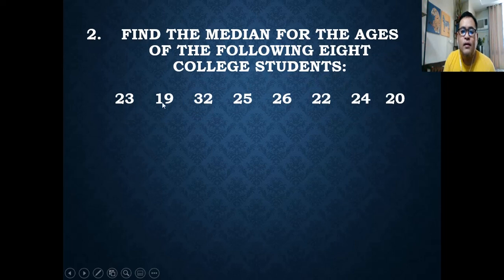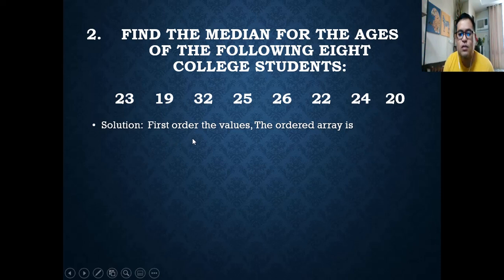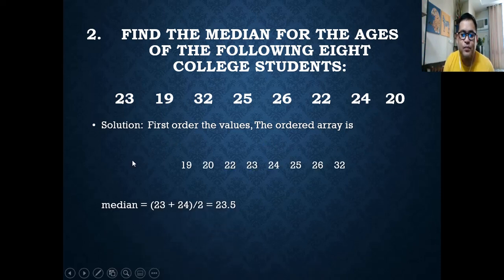Find the median for the ages of the following 8 college students: 23, 19, 32, 25, 26, 22, 24, 20. It means that there is an even number of ages. Again, what we need to do is to arrange them in order. So first, order the values. The ordered array is 19, 20, 22, 23, 24, 25, 26, and 32.